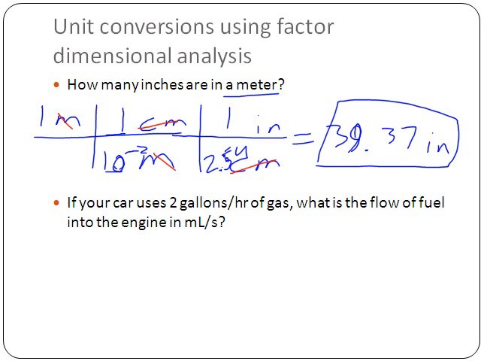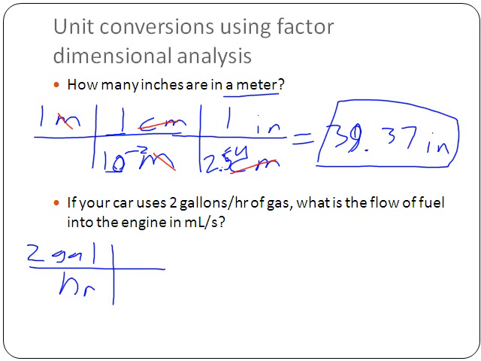So continuing, let's look at our next one here. If your car uses 2 gallons per hour of gas, what is the flow of fuel into the engine in milliliters per second? Similarly, we're going to start this off with what we know, that we have 2 gallons per hour. So we have 2 gallons on top, but as we set up our table, it's per hour. Per hour means divided by hours, and so we're going to put hours on bottom, like that.